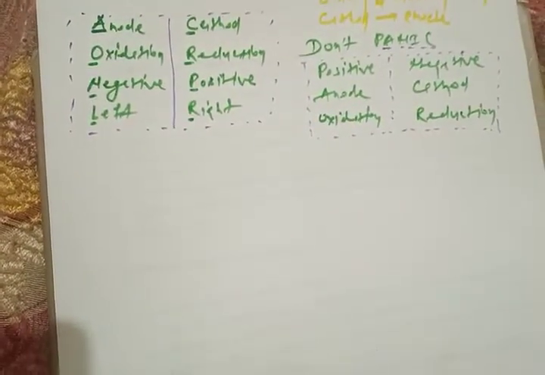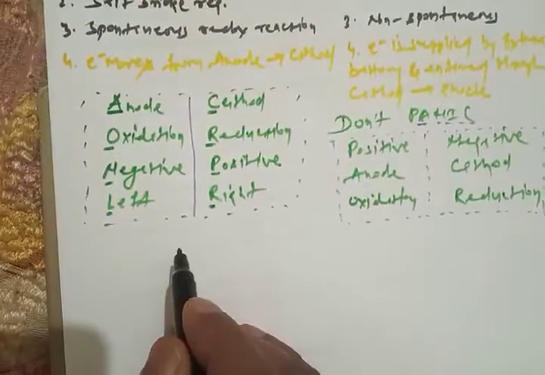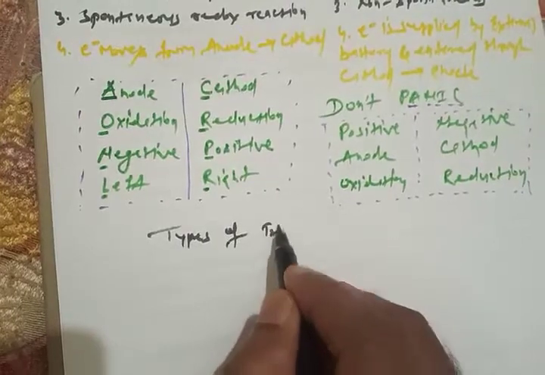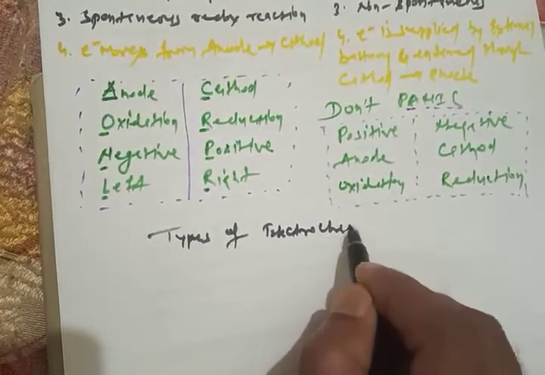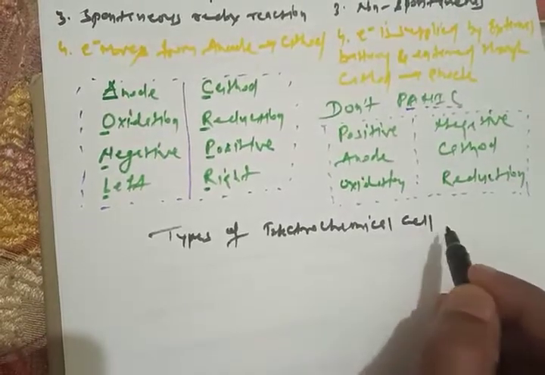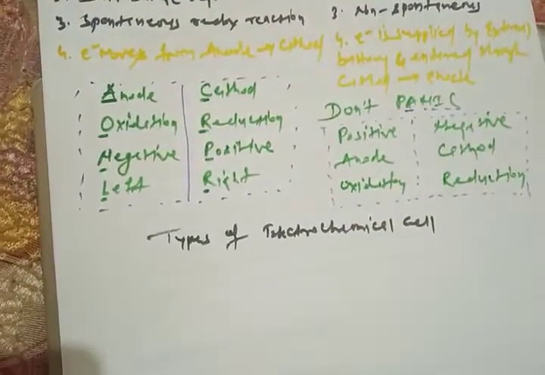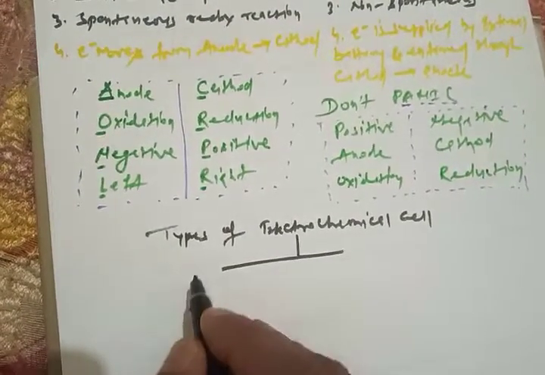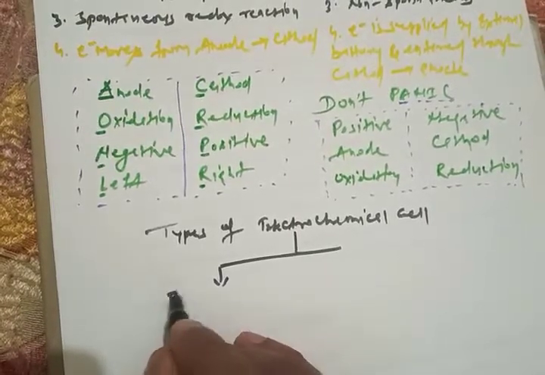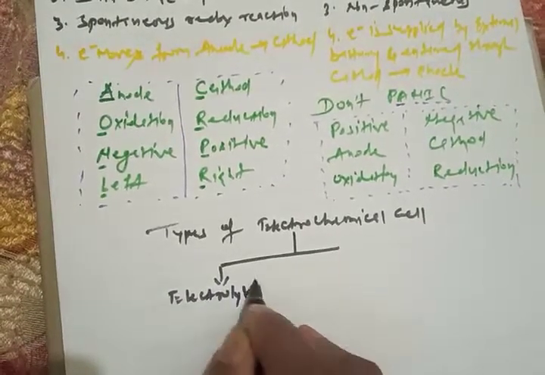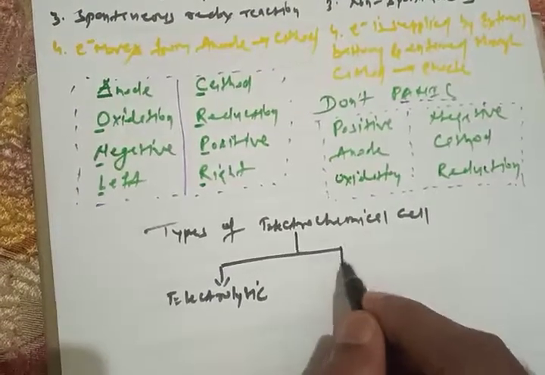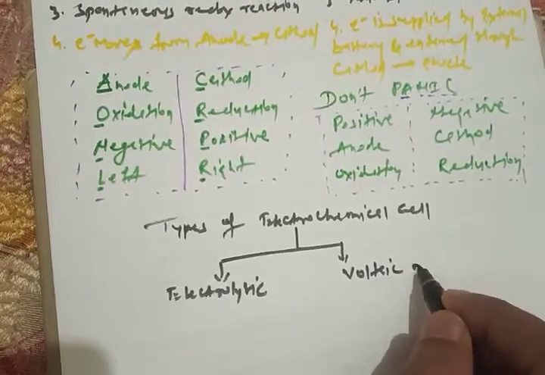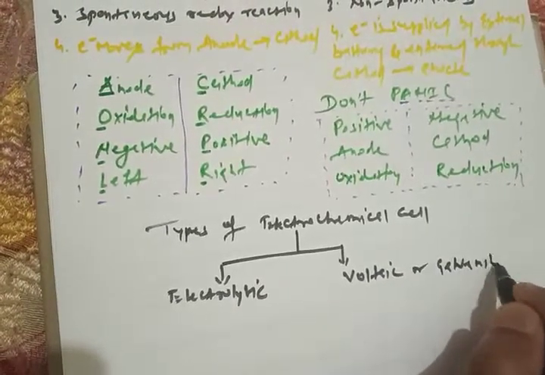Next, the types of electrochemical cell. First, it is divided into two types: electrolytic cell, and the second one is the voltaic, where the voltage is produced, or galvanic cell.